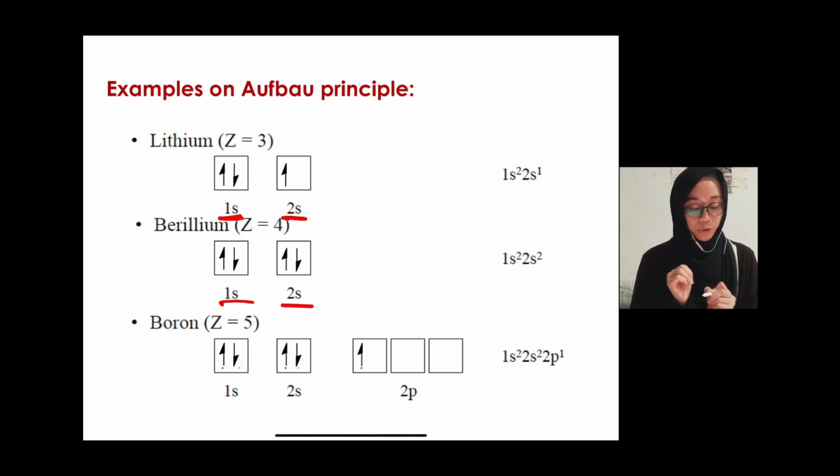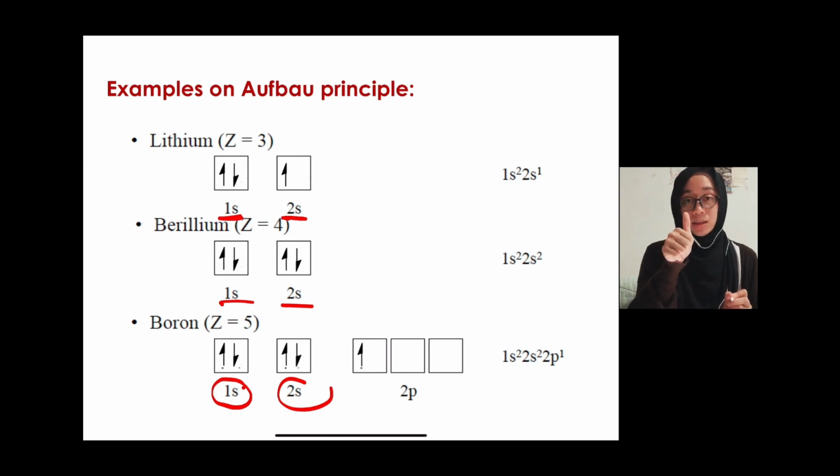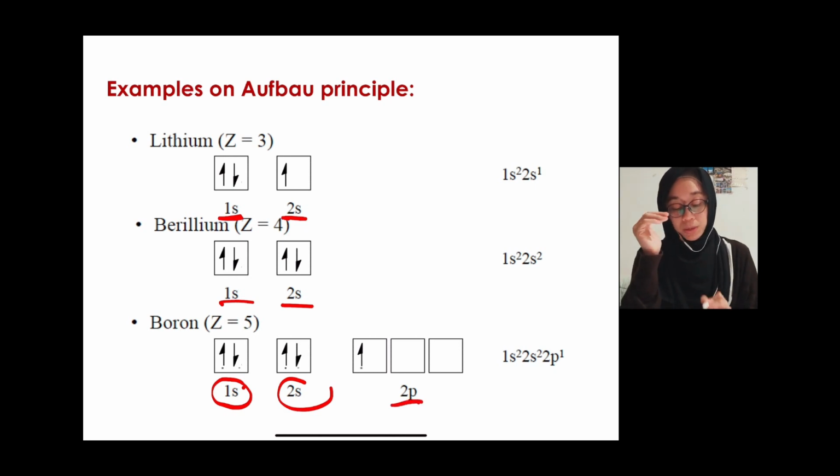Okay, kalau kita tengok boron pula, so boron ada 5 proton, therefore 5 elektron. So the first 2 kita masukkan dahulu dalam 1s, and then the next 2 kita masukkan dalam 2s. So the next one selepas 2s, yang tinggi atas 2s adalah 2p. So kita isi dahulu dalam 2p. Okay, so settle kat situ.